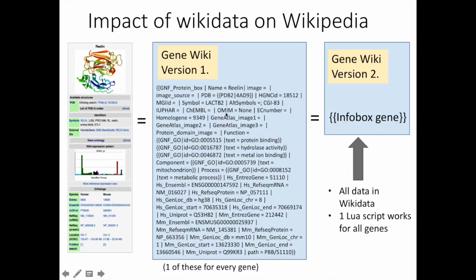Now all of that data is properly stored in Wikidata as a database and represented in a way that we can put this one call to one script on any single human gene, and it will produce that info box for us automatically. This is much easier to maintain than this. So this has been a huge win for us, and we're going to be rolling this out across all of the GeneWiki articles in the coming months.